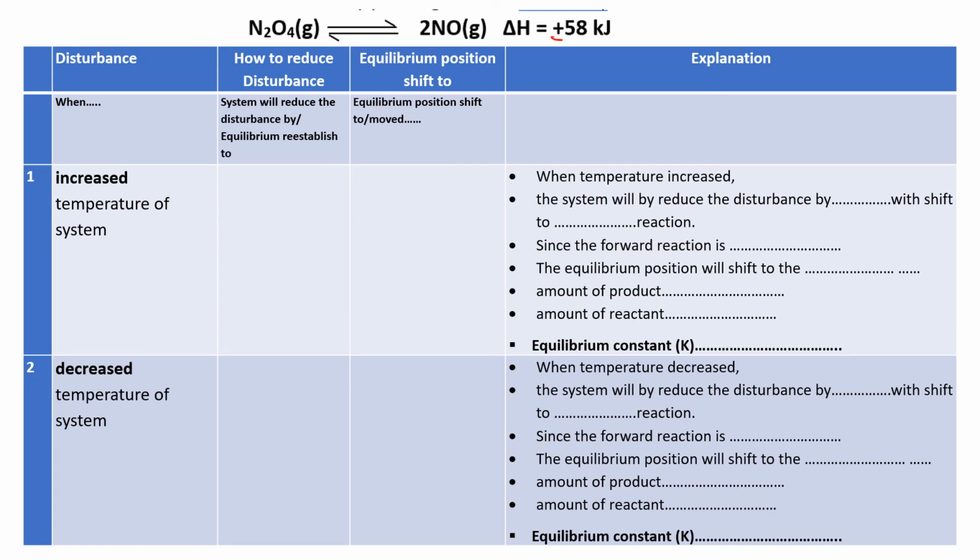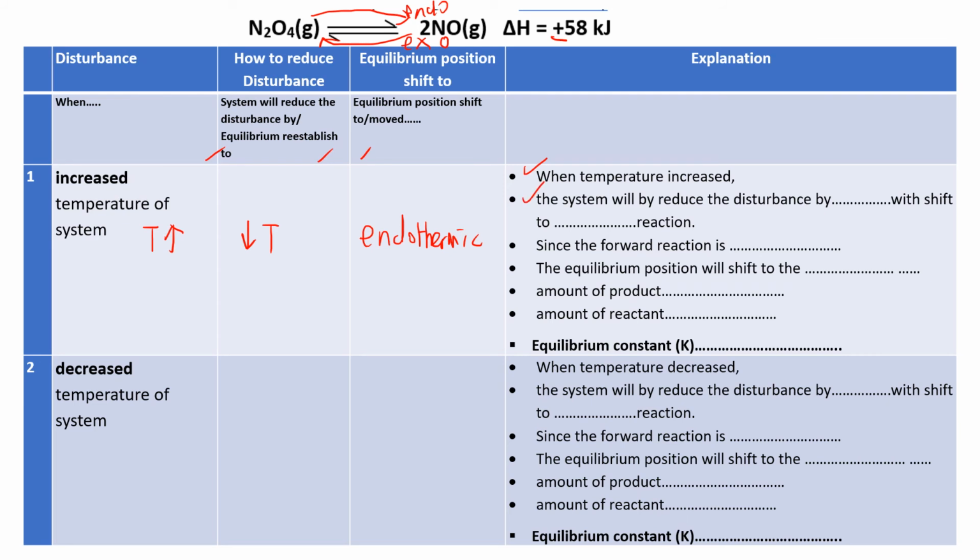Now first analysis. Positive means this is endo and this is exo. Okay, now first you must understand the 1, 2, 3 first, then you look at the equation. Temperature increase is your disturbance, so you need to decrease your disturbance by decrease your temperature and shift to the endothermic process. That means you want to consume the heat. So the first sentence is a disturbance when temperature increase. Second is how to reduce disturbance.